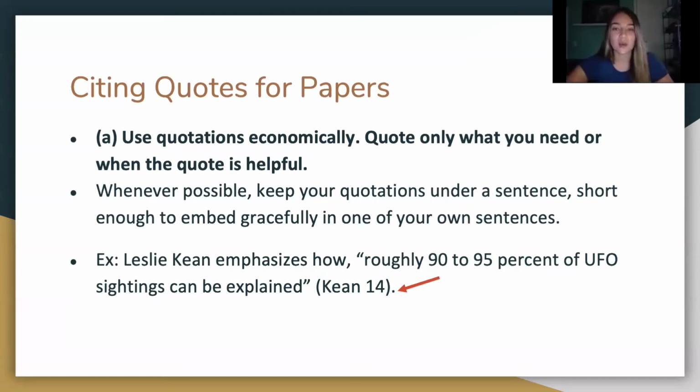So, using quotes economically: quote only what you need, for when the quote is helpful. Whenever possible, keep your quotes under a sentence and short enough to embed gracefully into one of your own sentences. I took this out of a UFO book because I've been studying a lot of UFOs in one of my writing classes. Leslie Kahn emphasizes how roughly 90 to 95% of UFO sightings can be explained. I wrote a little piece of my own writing right before that, and then after it I put part of the quote, making it into one sentence.